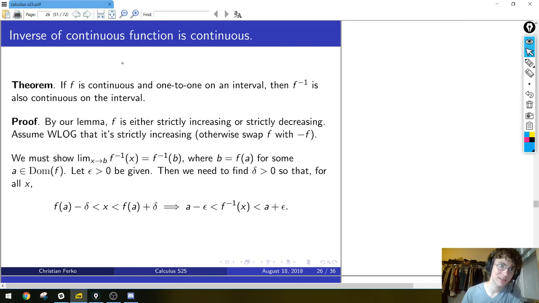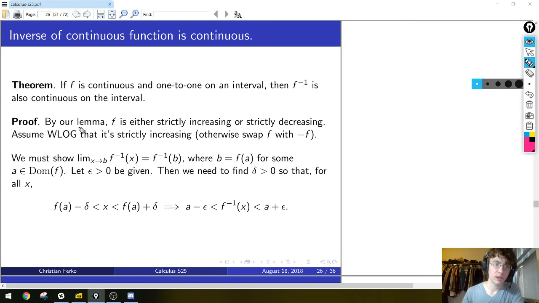Okay. Alright, we have two more things to prove. So we never proved this, that if a function is continuous on an interval and it's one-to-one, so its inverse exists, then the inverse function is also continuous. I mean, this is very important. We need this to prove, for instance, that the logarithm is continuous, because we define the logarithm as the inverse of the exponential. So we better prove this.